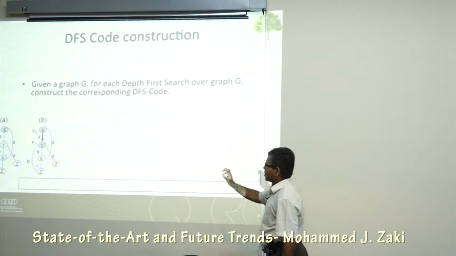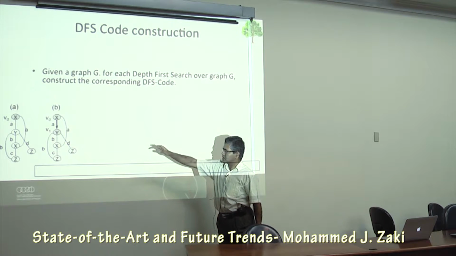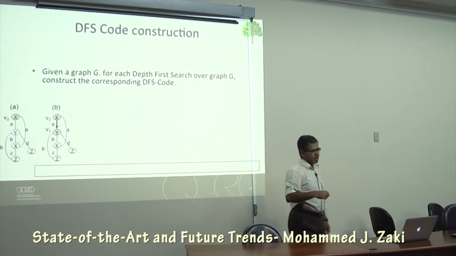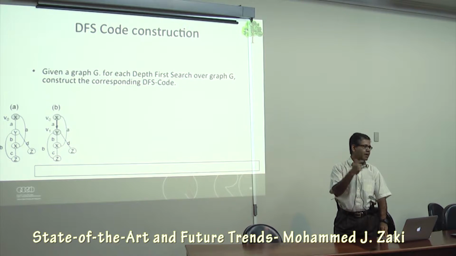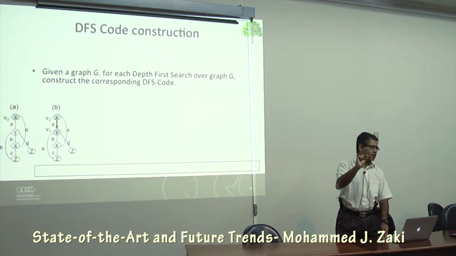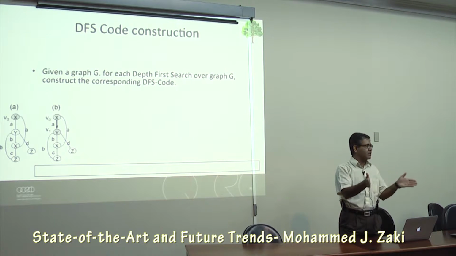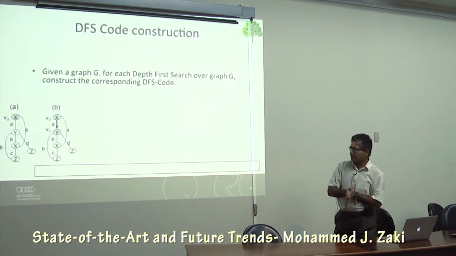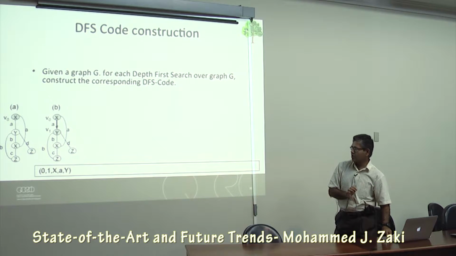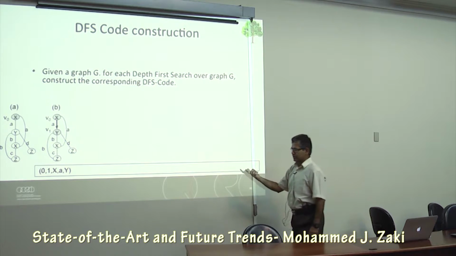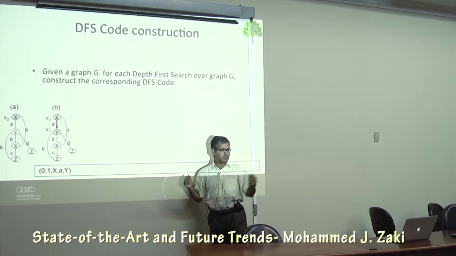What you do is you traverse the edges in depth first order, and you mark the edges as being forward or backward. A backward edge is the one that introduces a cycle, and a forward edge is like a tree edge. So what we're doing is we're making a DFS tree over a graph, and we are going to generate a corresponding code, the string representation of the graph.